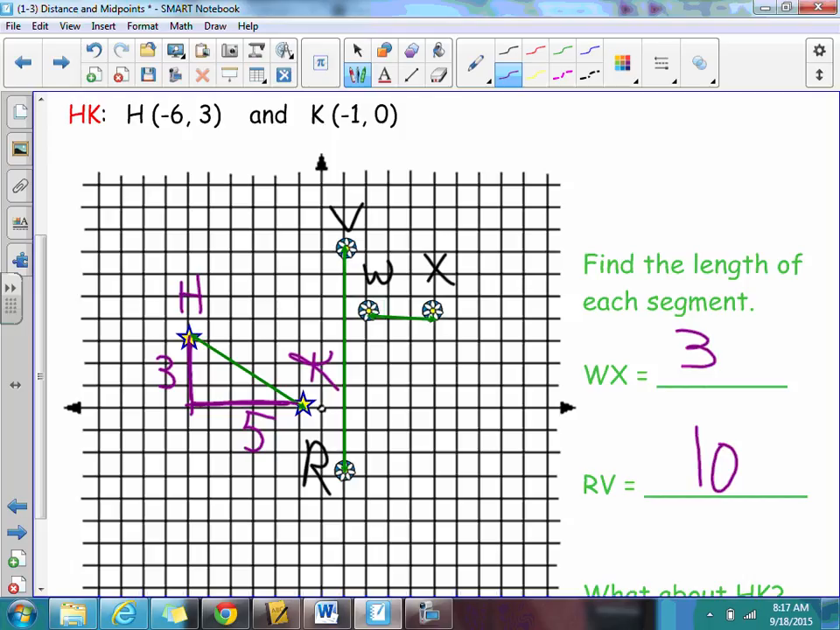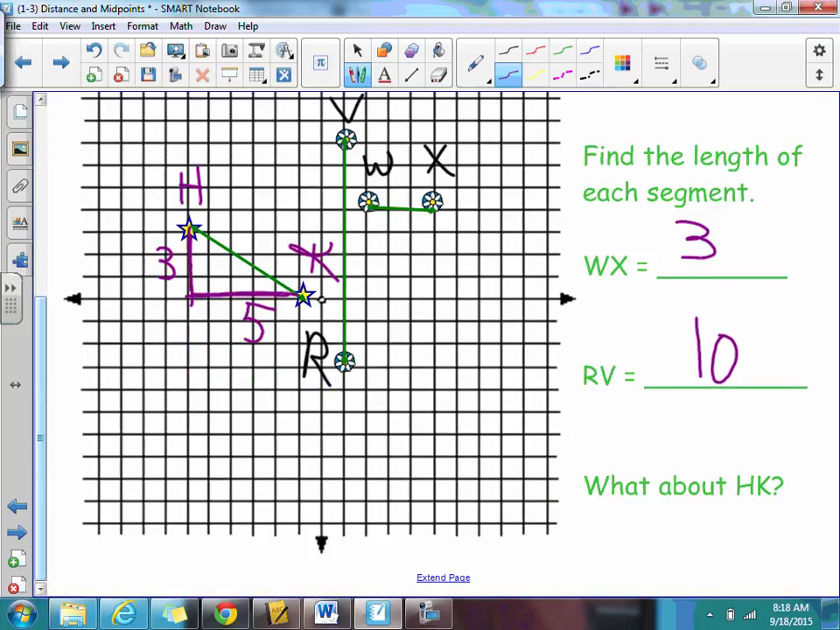Add them and divide by 2? Not exactly. Does anybody know what shape that is? It's a triangle. What kind of a triangle? A right triangle. Do you guys remember how to find the hypotenuse on a right triangle? It's a lovely theorem with an A, a B, and a C. Does this look familiar?